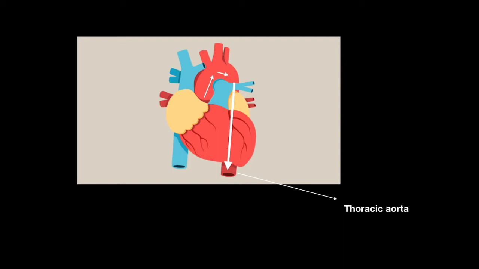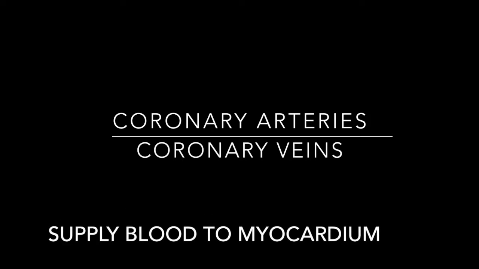Nevertheless, blood can also go past the three openings and descend to the thoracic aorta. Thoracic aorta supplies blood to the organs and lower limbs. Coronary arteries and coronary veins are located around the heart. Coronary arteries supply blood to the myocardium, and coronary veins receive the deoxygenated blood from the myocardium. Myocardium is the muscle of the heart.